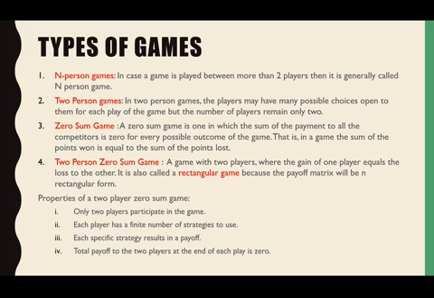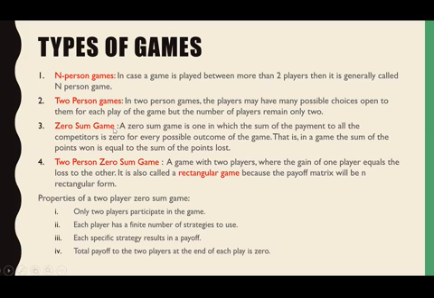So in games, we have broadly 4 different types of games. First one, an n-person game. In this case, the game is played between more than 2 players. Here we will have more than 2 players who are playing the game, and in general, we call it an n-person game. Instead of more than 2, if only 2 players are playing, then such a game is called a 2-person game, right? In a 2-person game, the players may have many possible choices open to them for each play of the game, but the number of players remains only 2. See, the players might have any number of strategies, but the number of players is always 2. Then it is called a 2-person game.